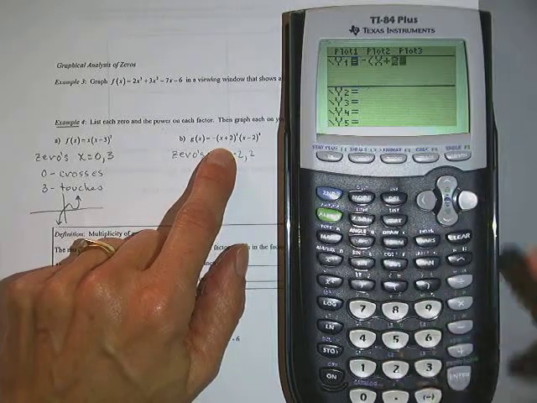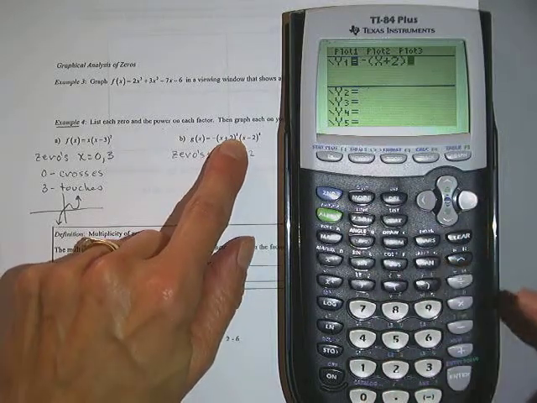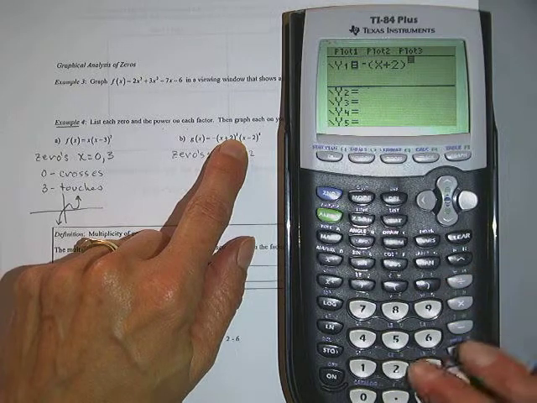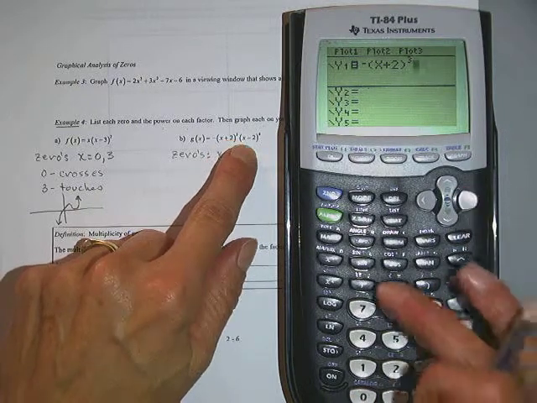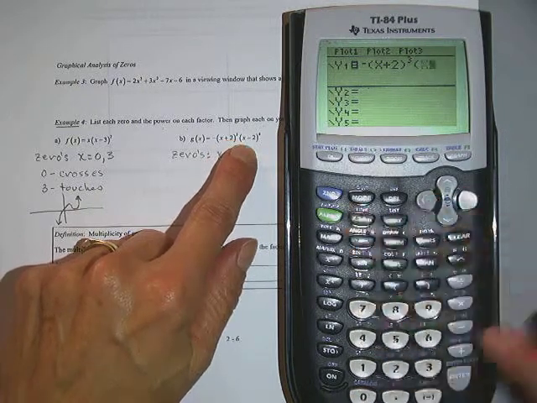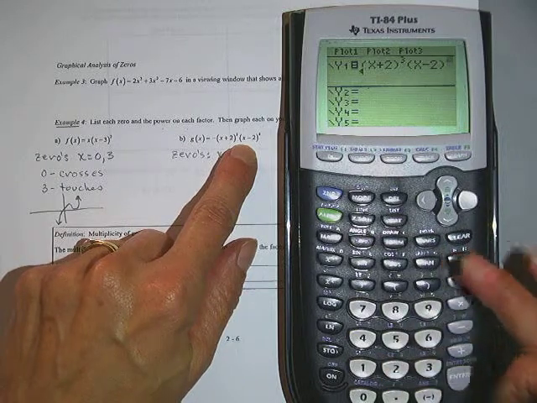So let's type this in. Then you have the next factor. And let's see. This one's x minus 2.